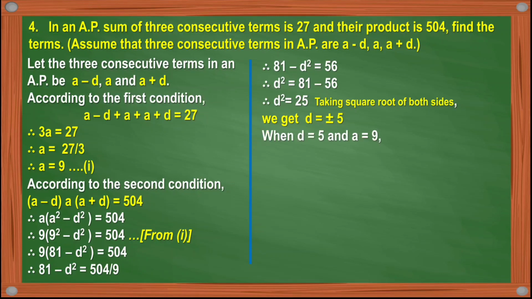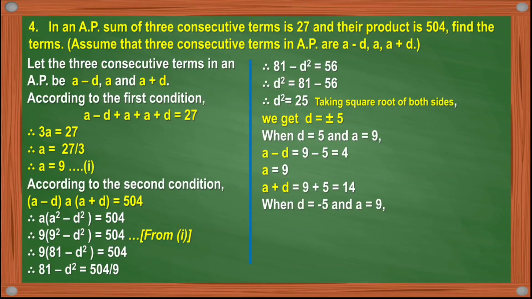So we will get two sequences here. A minus D equal to 4, A equal to 9, A plus D equal to 14 when D is equal to 5. Now we will take D equal to minus 5. So A minus D will be 14, A equals to 9 and A plus D equals to 4. So the sequences we have received.